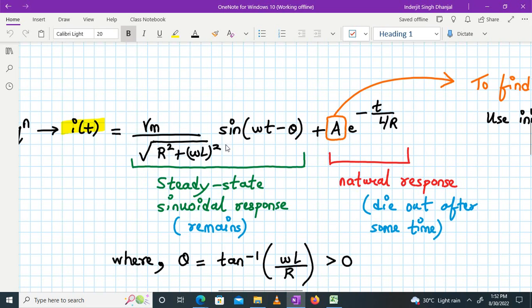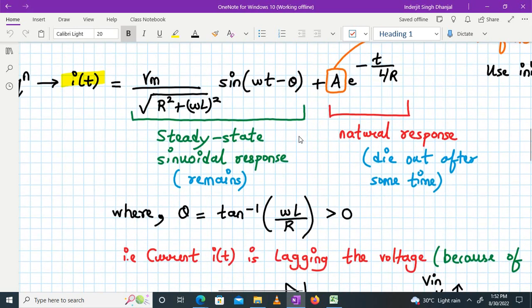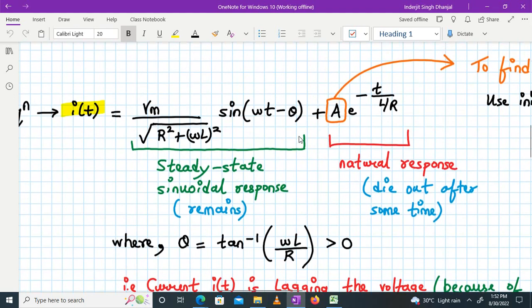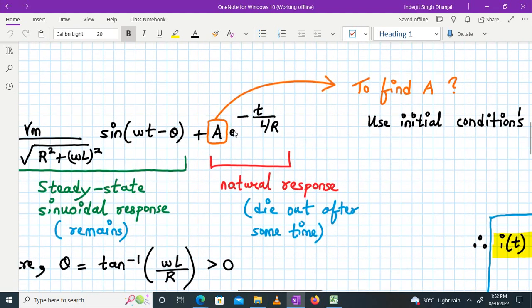This you don't have. Fortunately, this you don't have. I'm just showing you the exact expression. Sine of omega t minus theta. I told you now, the current will lag the voltage because of inductance. And here we'll have a constant A, e raised to minus t upon L upon R. Fine, this is the natural response.